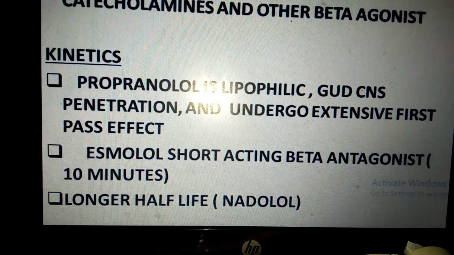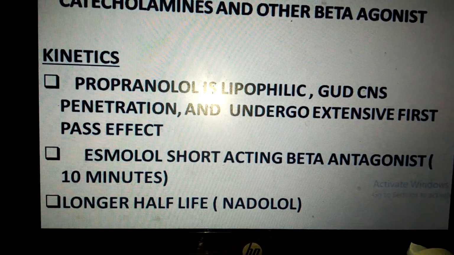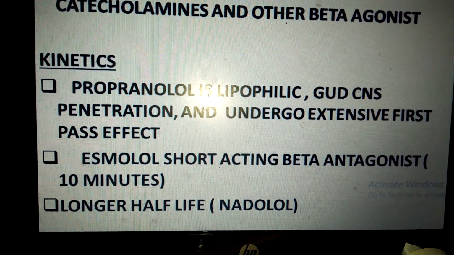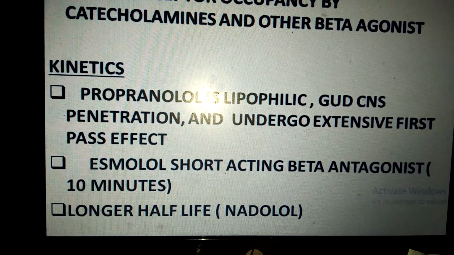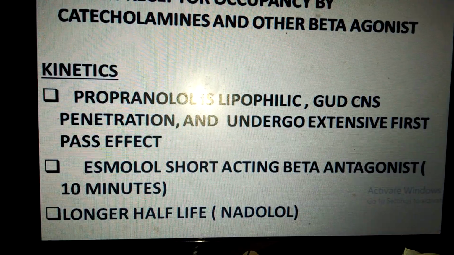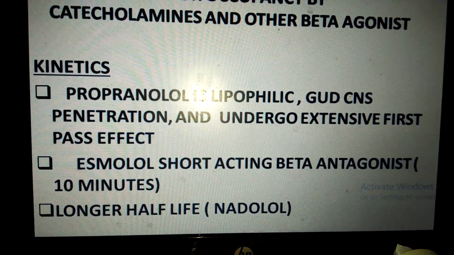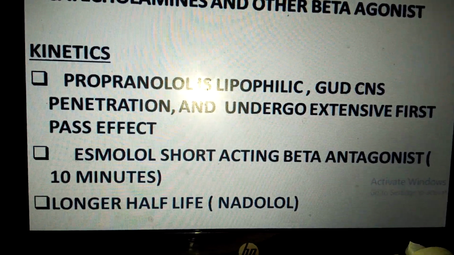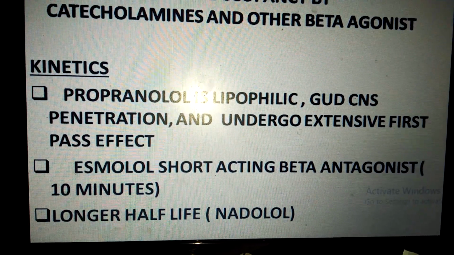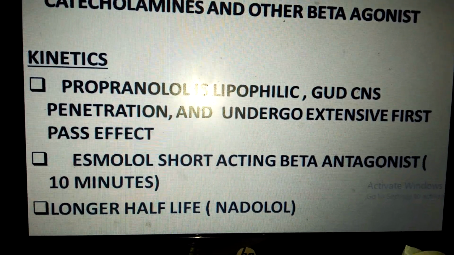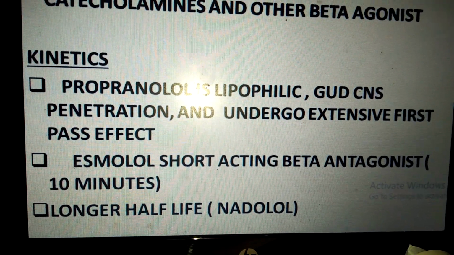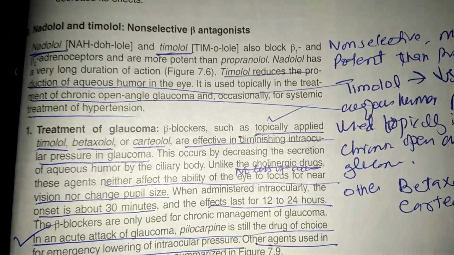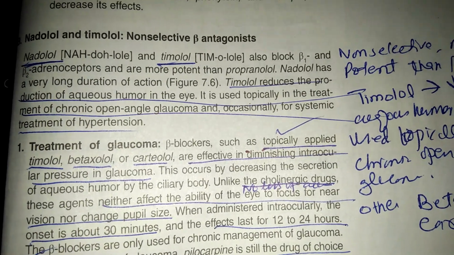Here you can see there is esmolol, that is short acting, and nadolol with longer half-life. So the shortest acting beta blocking agent is esmolol, and the beta blocking agent which has the longer half-life is nadolol. Here you just go through the timolol.